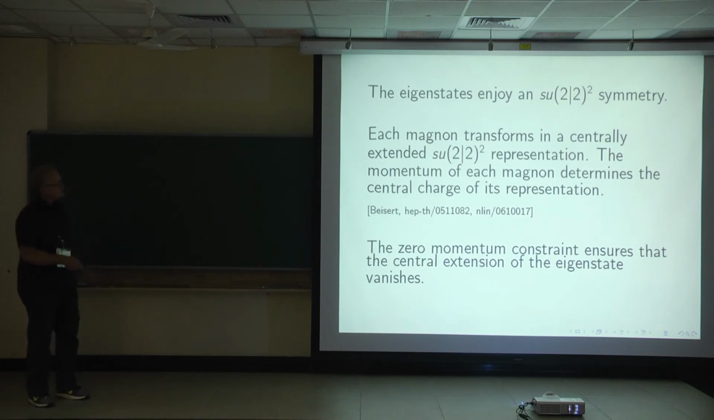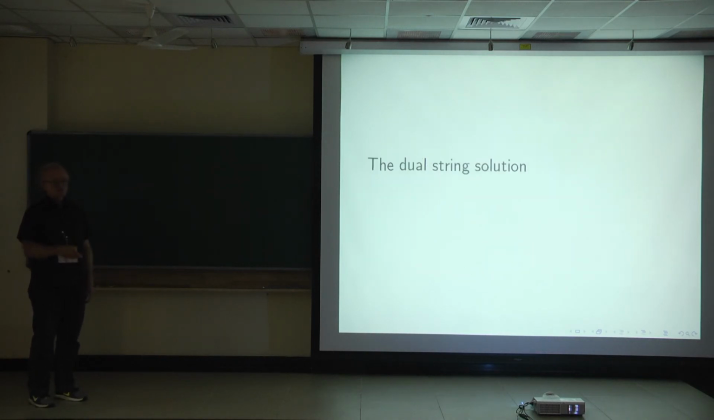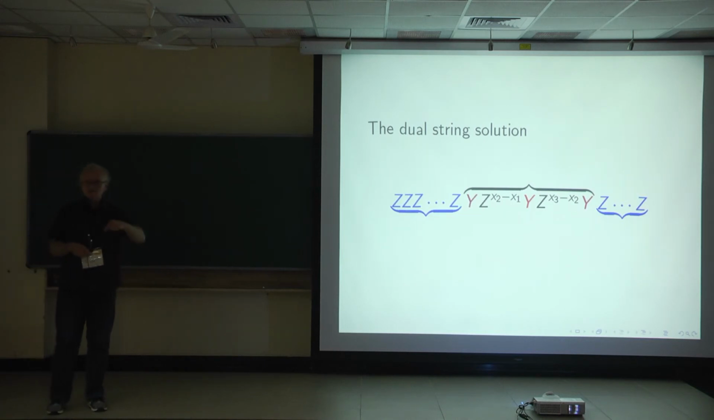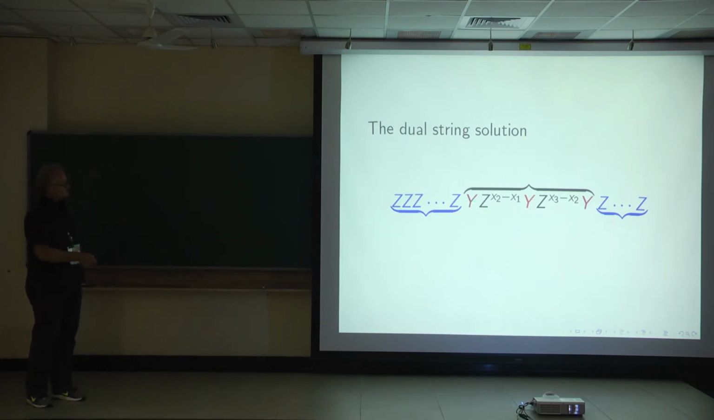Okay, so let me stop here, and I now want to talk about the dual string solution. We're going to think about our dual string solution using our half BPS centrifuge. These Zs here belong to the giant graviton, which will be orbiting on some circle. The Zs that sit between the magnons, there are far fewer of these. They behave like point gravitons and orbit on a circle of radius 1.